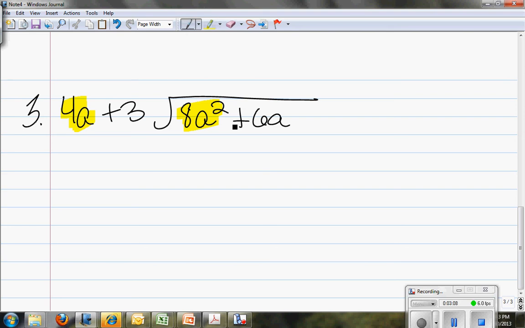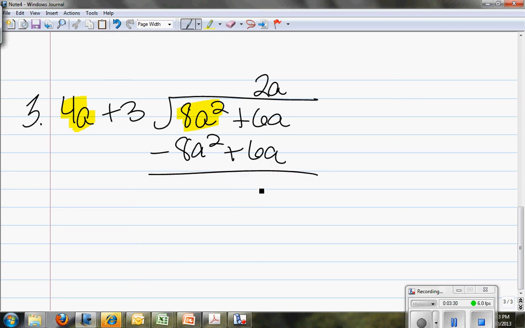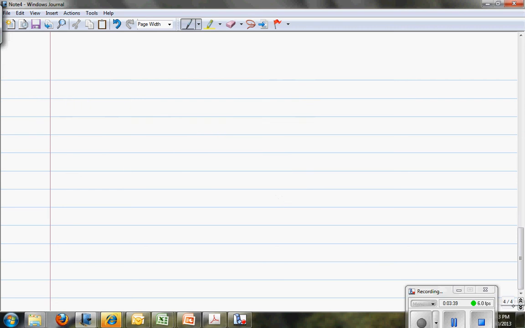How many times is 4a going to 8a squared? Well, 4 times 2 would be 8, and then I also need a because I only have 1a. So check. 2 times 4, 8. A times a squared. Now 2a has to be multiplied by 4a, which is 8a squared. 2a times 3, 6a. Subtract. These happen to all be the same, so I have no remainder. It's all done. My final answer is 2a. Pause if you need to. Go at your own pace.